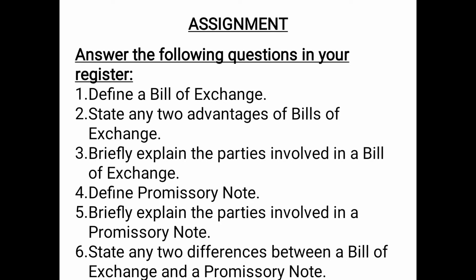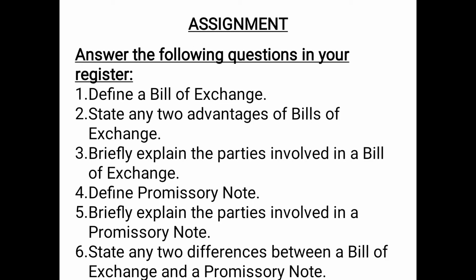Question number 4, you have to define promissory note. The definition of this also we have done as per the Negotiable Instrument Act. What is a promissory note? Promissory note is an instrument. It is a promise to pay a certain sum of money on the maturity period mentioned therein without any days of grace by the maker of the promissory note.